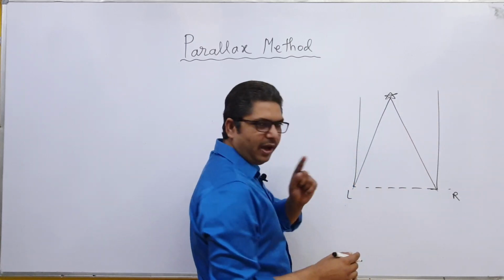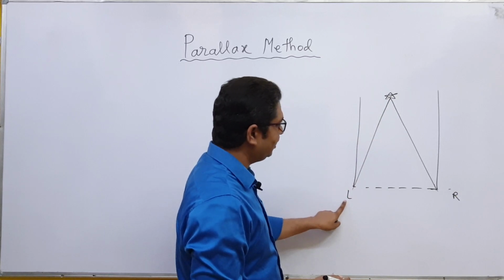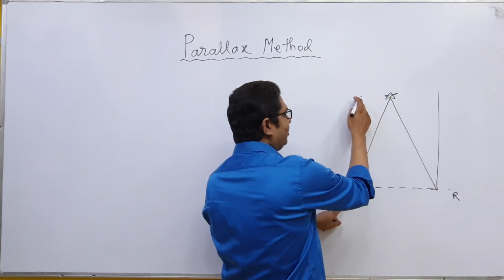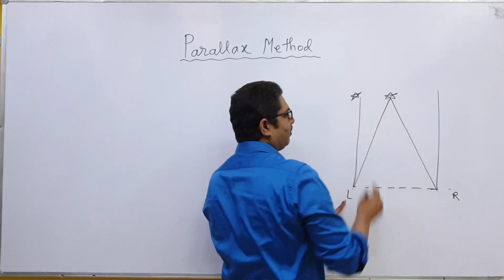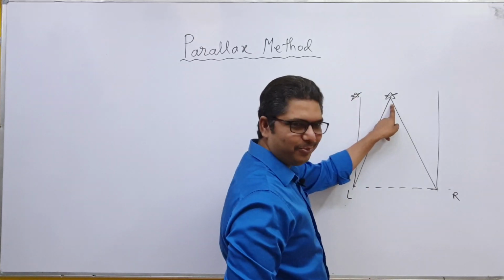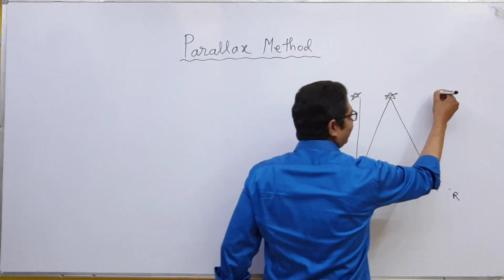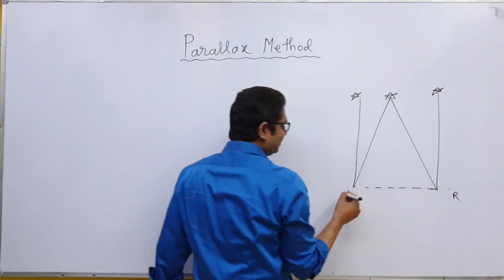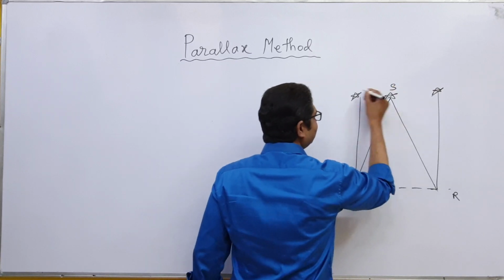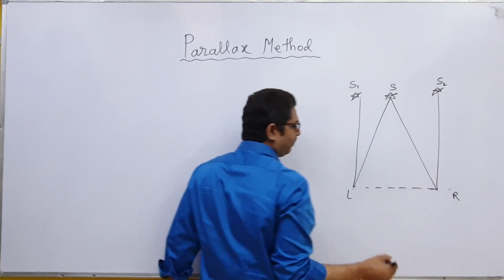Now what you have to do: if you see this star from this position, then this star will be visible at this point. And if you see this star from this position, then it will shift to that position. So this is said to be S, this is S1 and this is S2, the positions of the star.